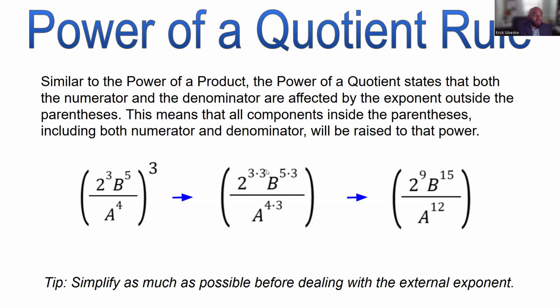which gives us 2 to the 9th power. We have B raised to the 5 times 3 power, which gives us B to the 15th power. And then we have A raised to the 4 times 3, which gives us A to the 12th. Make sure that you simplify as much as possible before dealing with the external exponent. In this case, this is already in the simplest form, but if we had other mixed operations in here, our goal is always to simplify first before we deal with the outermost exponent.